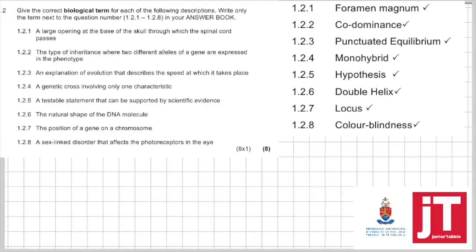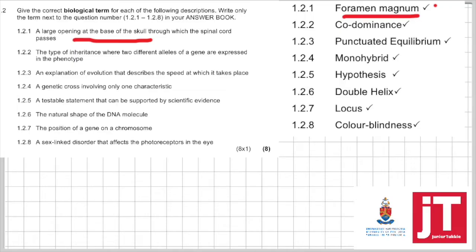1.2. Give the correct biological term for each of the following descriptions. Write only the term next to the question number in your answer booklet. 1.2.1. A large opening at the base of the skull through which the spinal cord passes, that is the foramen magnum. Look at how foramen magnum is spelled.